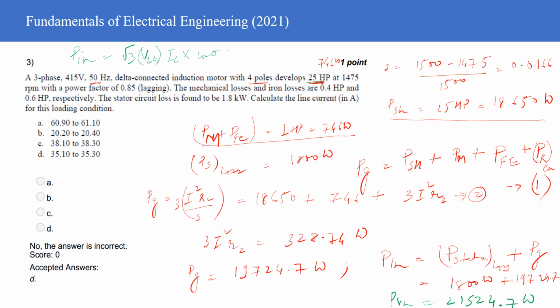So if I equate this to 21524.7, I should get the value of IL, right? Because everything else is known. V line to line is known to you as 415. The cos theta is also given to you as 0.85 lagging, and rest all the quantities are known. So the value of IL will come out to be 35.22 ampere. Which makes option D the correct option, and thus that is the answer.